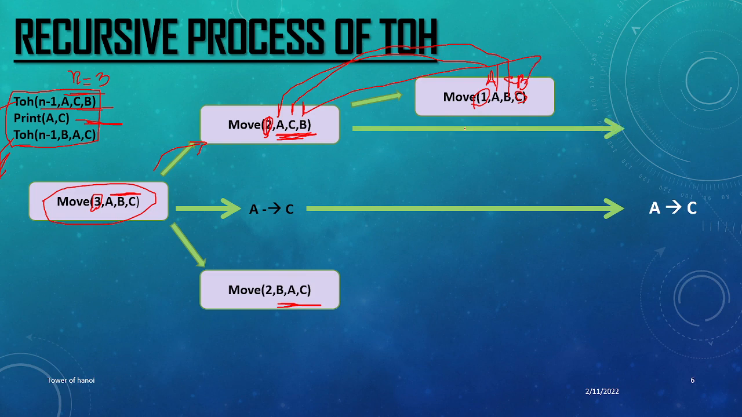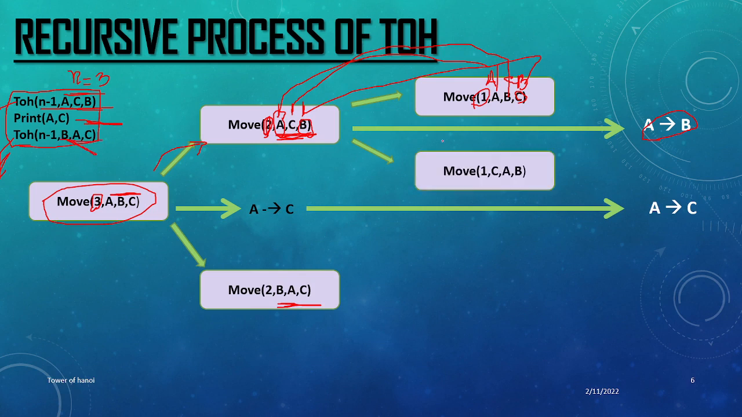And in the second line, it will print A. Here A is A and C is B. So A and B will be printed in the second step of the second recursive call. And in the third line, BAC will be printed. N minus 1 equals 1, n minus 1 will be 1, and BAC will be printed like that, CAB.